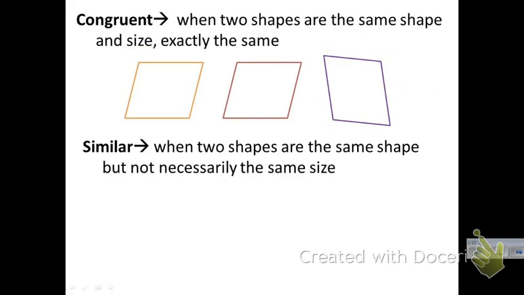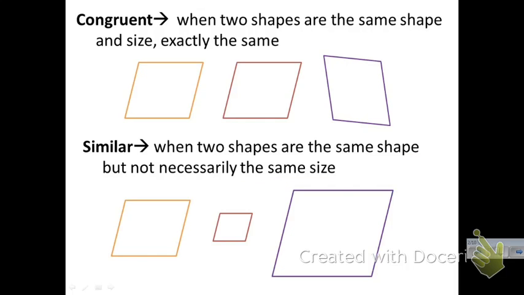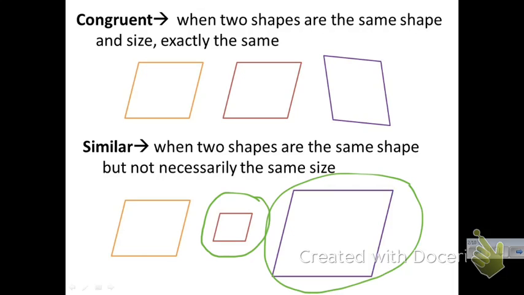same size. Similar is when two shapes are the same shape but not necessarily the same size. So same shape but their size does not have to be the same. So here we have the same parallelogram, but we have a smaller one and we have a larger one. They're the same shape but they aren't the same size, so we say they're similar. Our notation to show similar is just the little squiggly. The squiggly with the equals, remember, is congruent; with just the squiggly, it means they are similar.